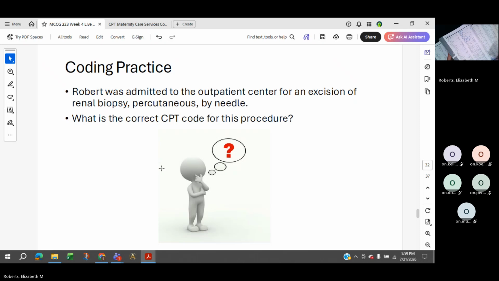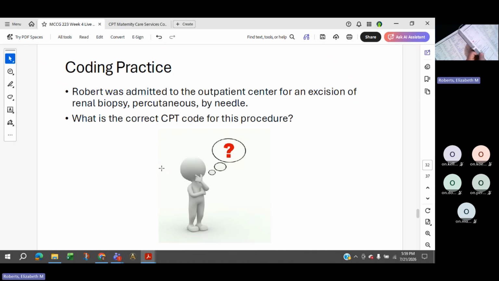Well, here's our hard one. There's a renal angioplasty, but I don't see anything else. Percutaneous. Okay, the only other word I haven't looked up yet is needle. I'm going to look up needle.